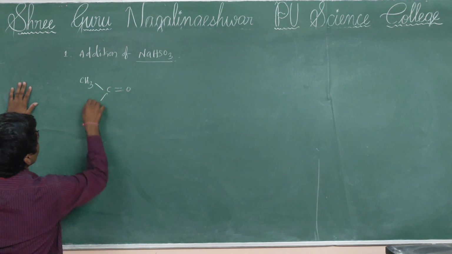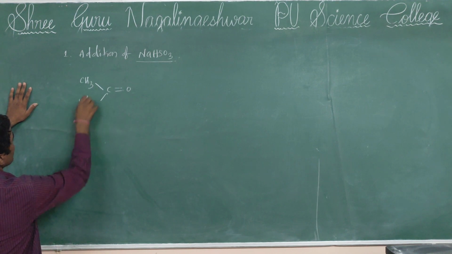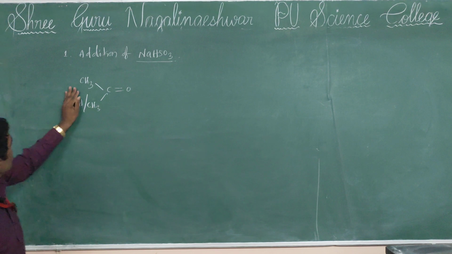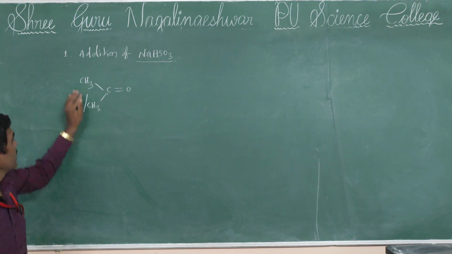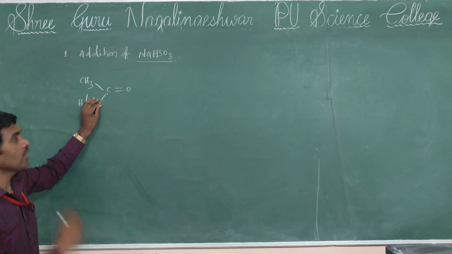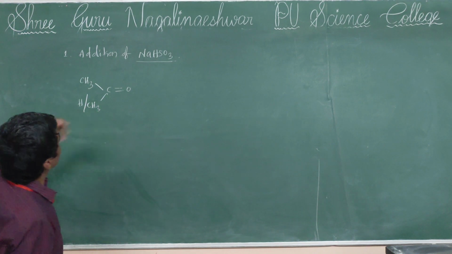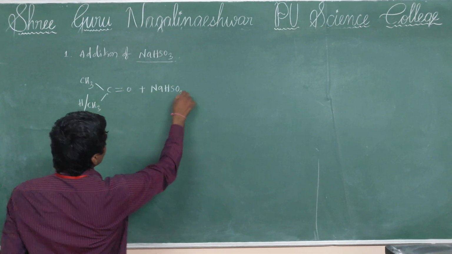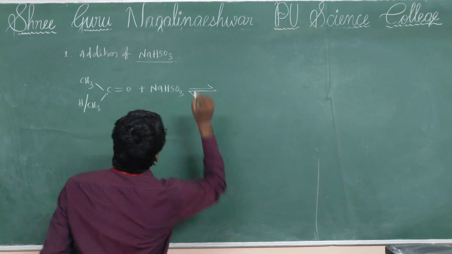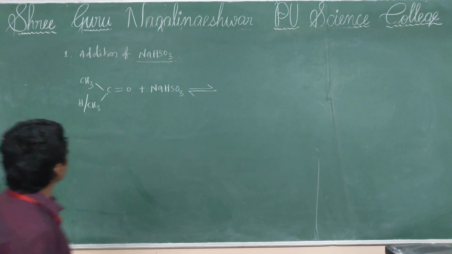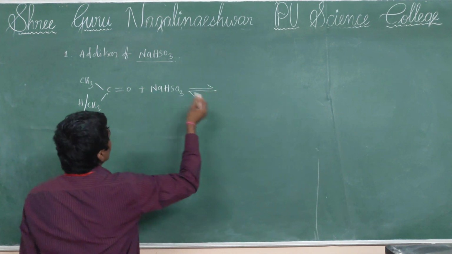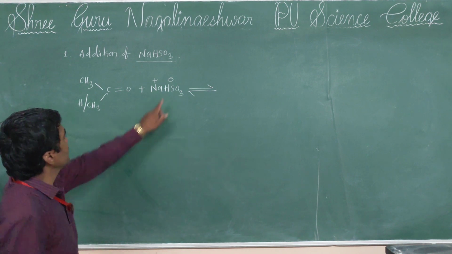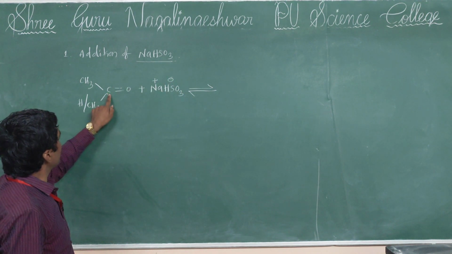So, in this reaction, aldehydes or ketones. See, here if you close the hydrogen, which is ketone. If you close the CH3, which is aldehyde. So aldehydes or ketones react with sodium bisulfite. So then what is formed, you know? Here Na plus HSO3 minus. This HSO3 minus attacks the carbonyl carbon.